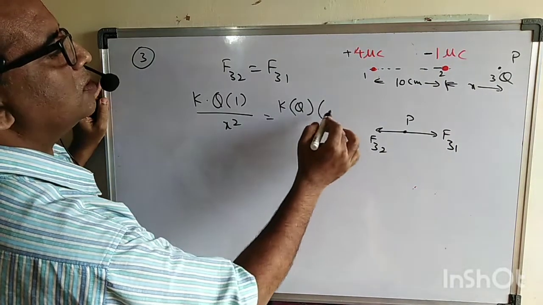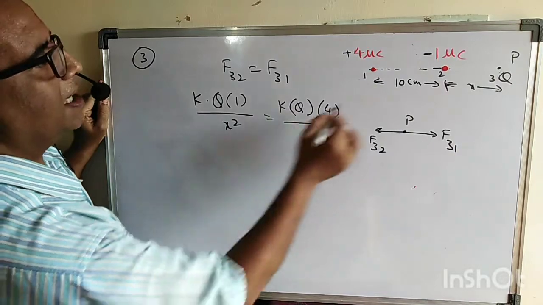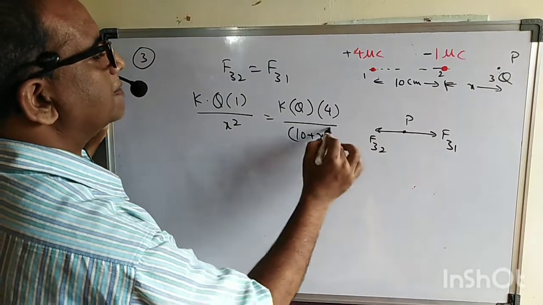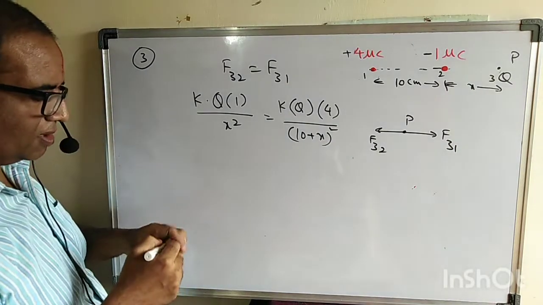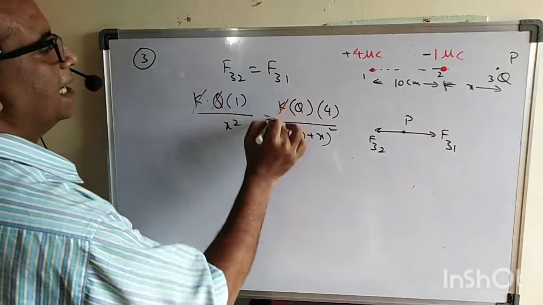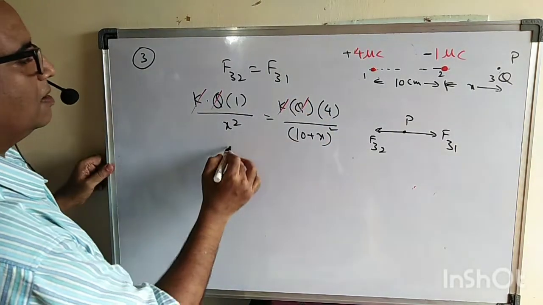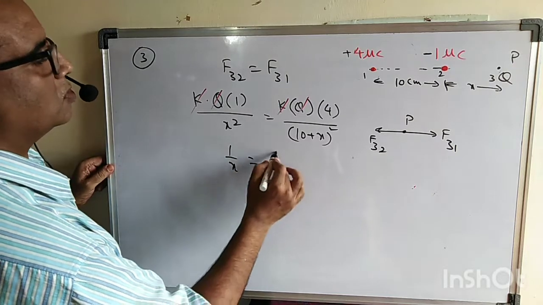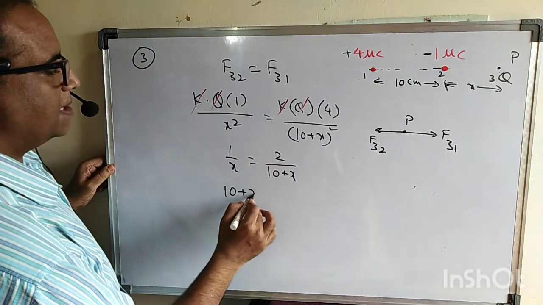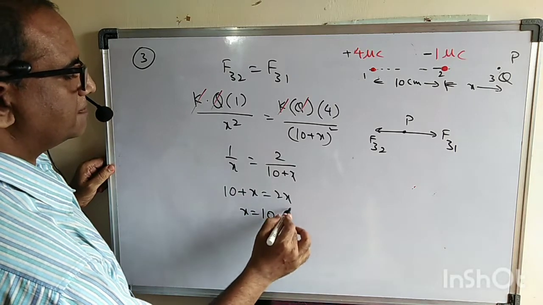Okay, K Q into 4 by, what is this one here? X square. This one is 10 plus x. So 10 plus x whole square. Again, what will we do? Let us cancel on both sides. Cancel. Then again take the square root. What will you get here? 1 by x is equal to 2 by 10 plus x. Now do the cross multiplication. 10 plus x is equal to 2x. Therefore x is equal to 10 centimeter.